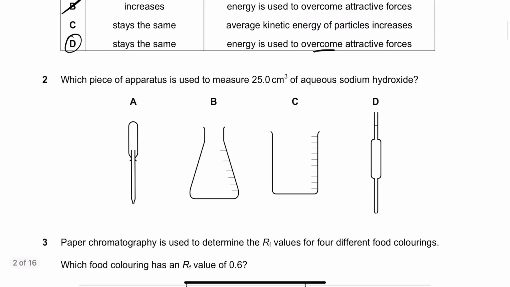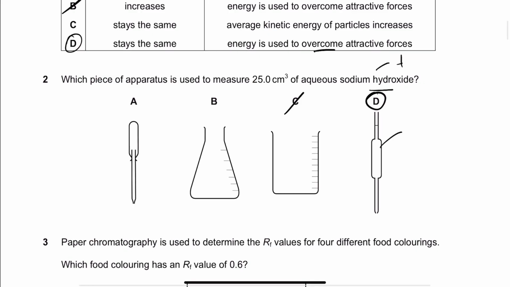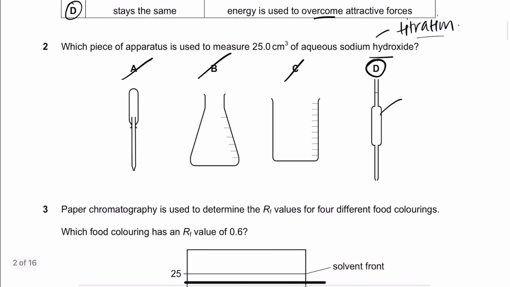Part 2 says which apparatus is used to measure 25 centimeter cube of aqueous sodium hydroxide. Now 25 centimeter cube, we realize that a pipette is the best option for that, and we circle D. But I tell you, a beaker can also do that, but the pipette is more precise, and you do that to measure sodium hydroxide for titration purposes. Remember, you used to do that in titration. So we've done this stuff. Dropper is not used and conical flask is not used. We mostly used those for mixing stuff, right? So D is our answer.